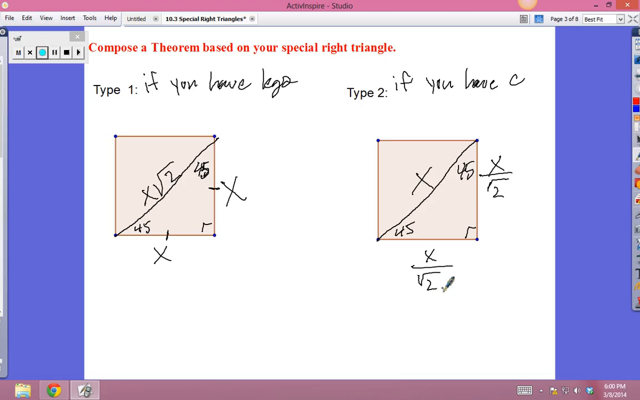So going forward, you times the legs by square root of 2 to get the hypotenuse, but if they give you the hypotenuse, you got to divide by square root of 2, and then we can't have a square root on the bottom, so we're going to times the bottom by square root of 2, we're going to times the top by square root of 2, and we should have x square roots of 2 over 2.